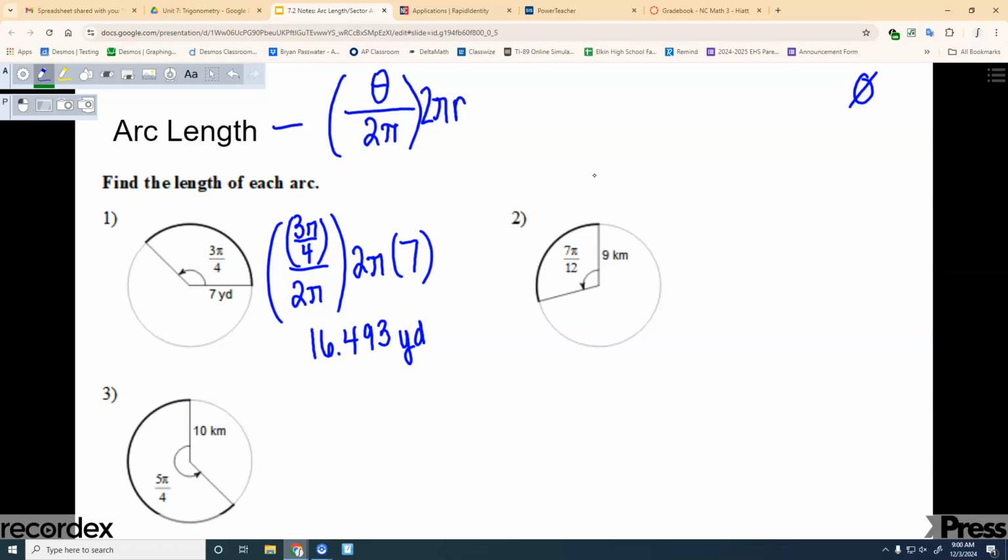Now, there's a chance that they give you this and it's not decimals. So let's do the second one like we can't use decimals for it. Like we got to do it by hand. So we would do the same thing for this. We would do 7 pi over 12 divided by 2 pi, times 2 pi times the radius, which is 9.